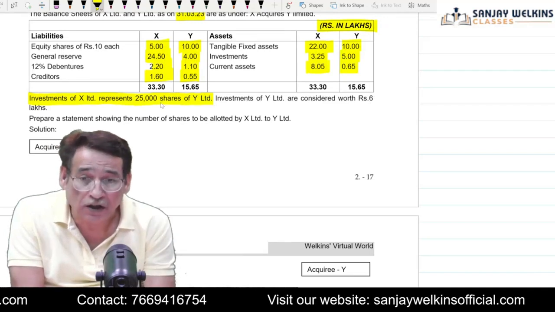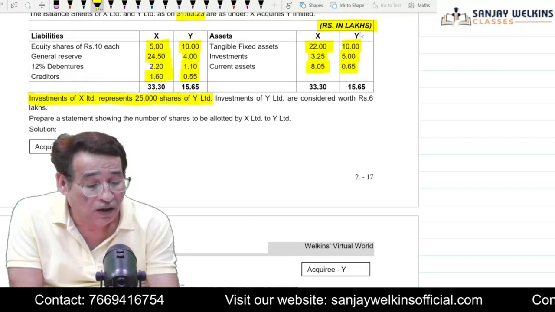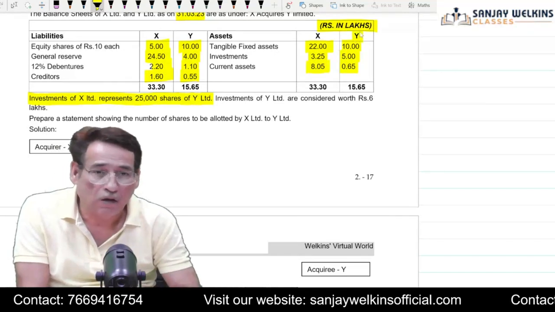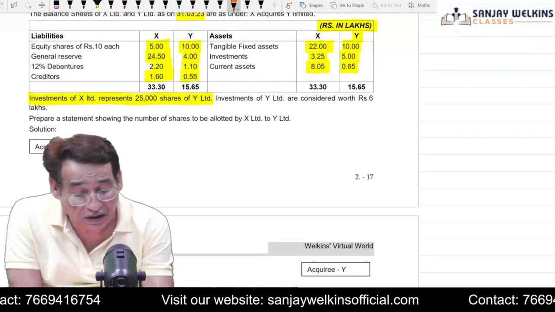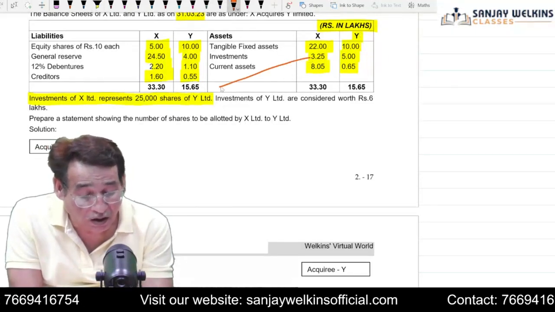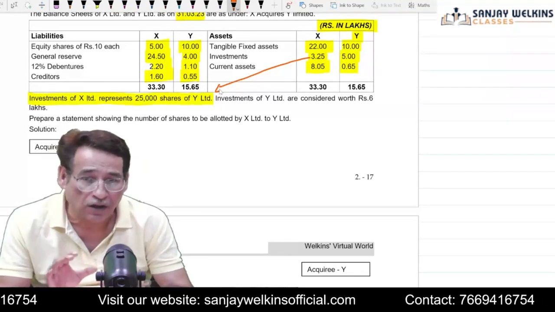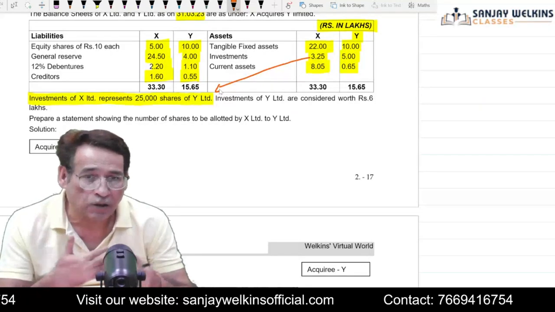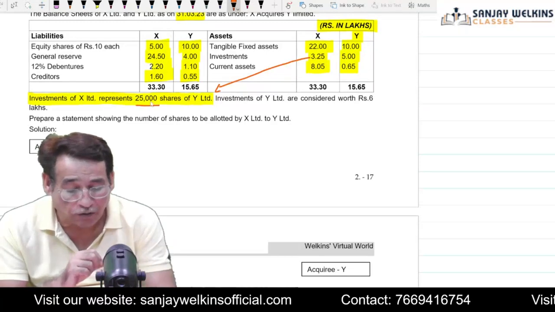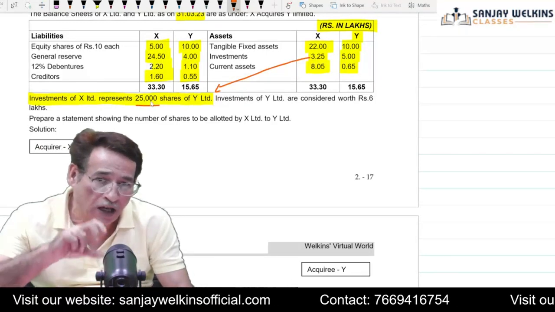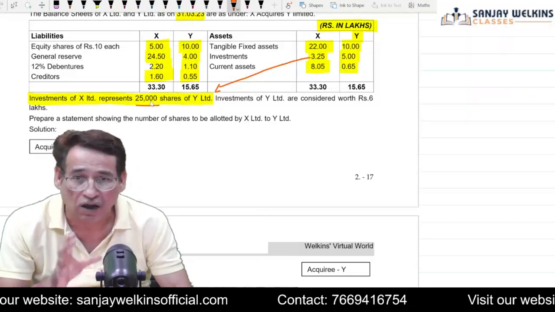Investment of X Limited represents 25,000 shares of Y Limited. This is the Y Limited. Y Limited is the acquiree company. Question says that this investment of 3,25,000 means acquirer company has paid 3,25,000 rupees to buy 25,000 shares of Y Limited. That means acquirer company is already having 25,000 shares of Y Limited. Is it clear to you?